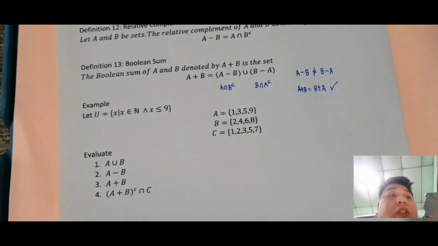Tuloy natin. Let U be the set containing X such that X is an element of natural number and X is less than or equal to 9. Naalala nyo, ito ay naka-rule method. Kung naka-rule method siya, yung iba alam agad yung element, pero iba hindi. Para mas mapadali, gawin mo siyang roster form, para mas makita mo yung totality o yung laman talaga ng set.